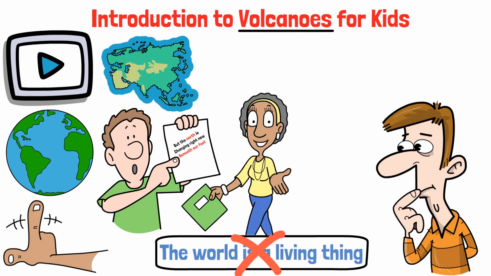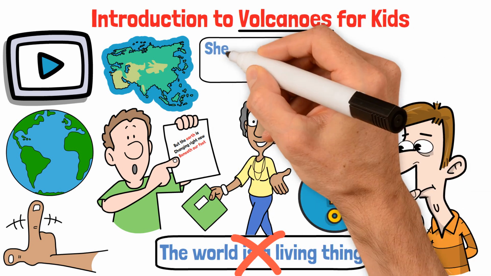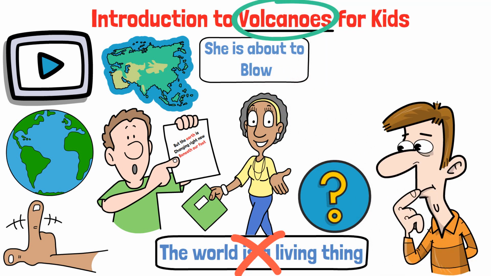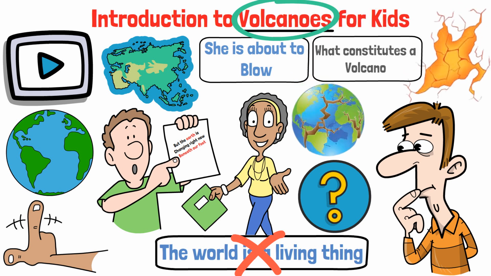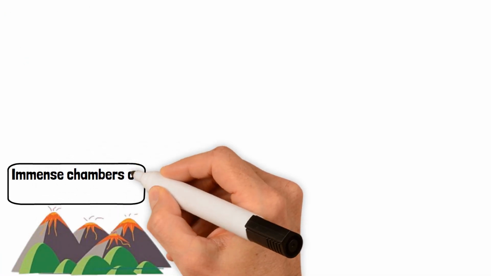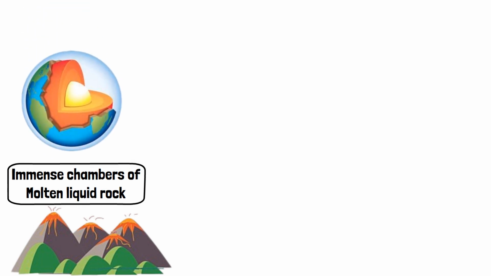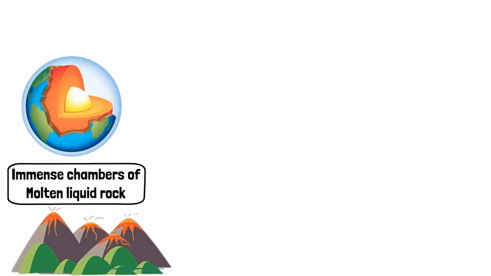Allow me to introduce you to some of how the world is changing. Be on the lookout for her, since she is about to blow. It is a volcano, right? The presence of a crack or opening in the crust of the earth through which magma might escape is what constitutes a volcano. Magma is a term that refers to the immense chambers of molten liquid rock that are located deep inside the earth's crust, yet beneath the crusts themselves.